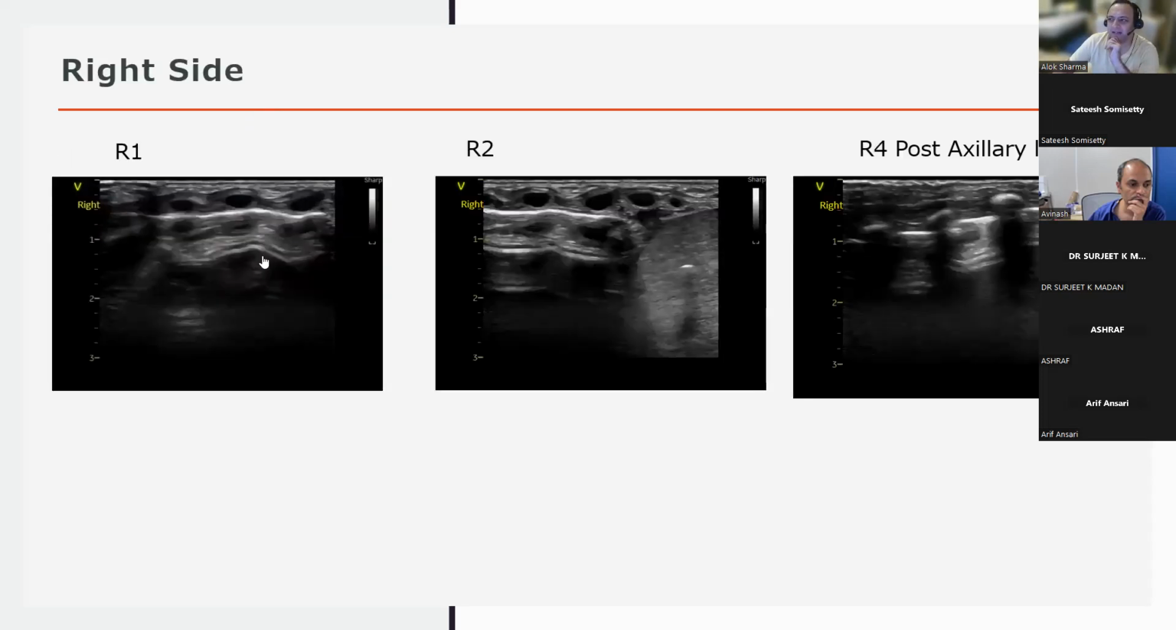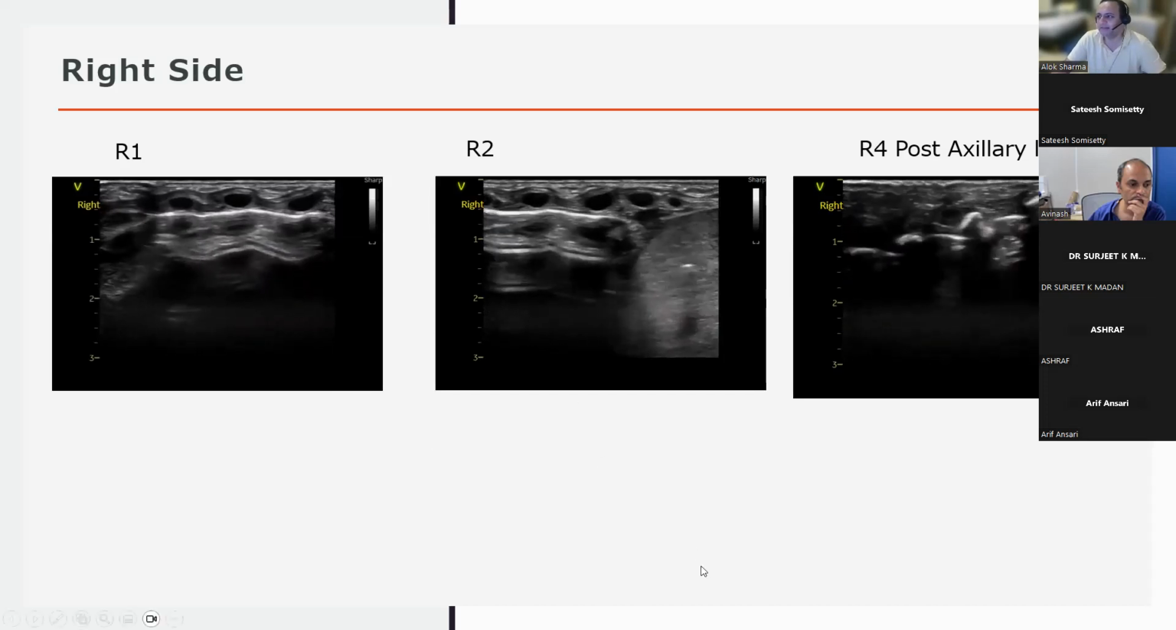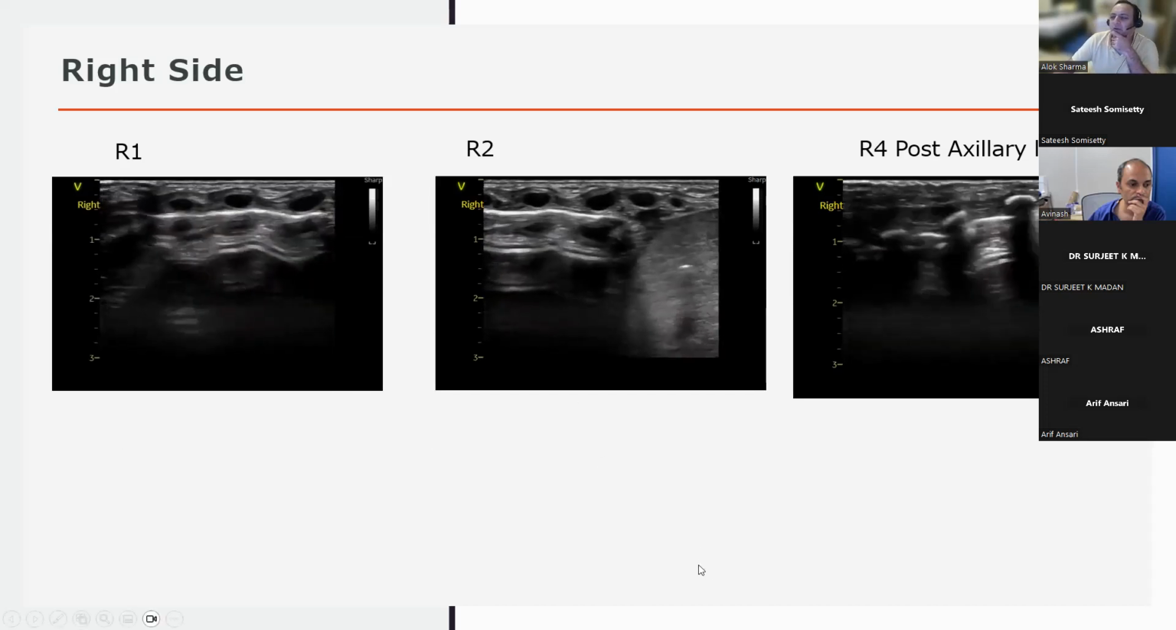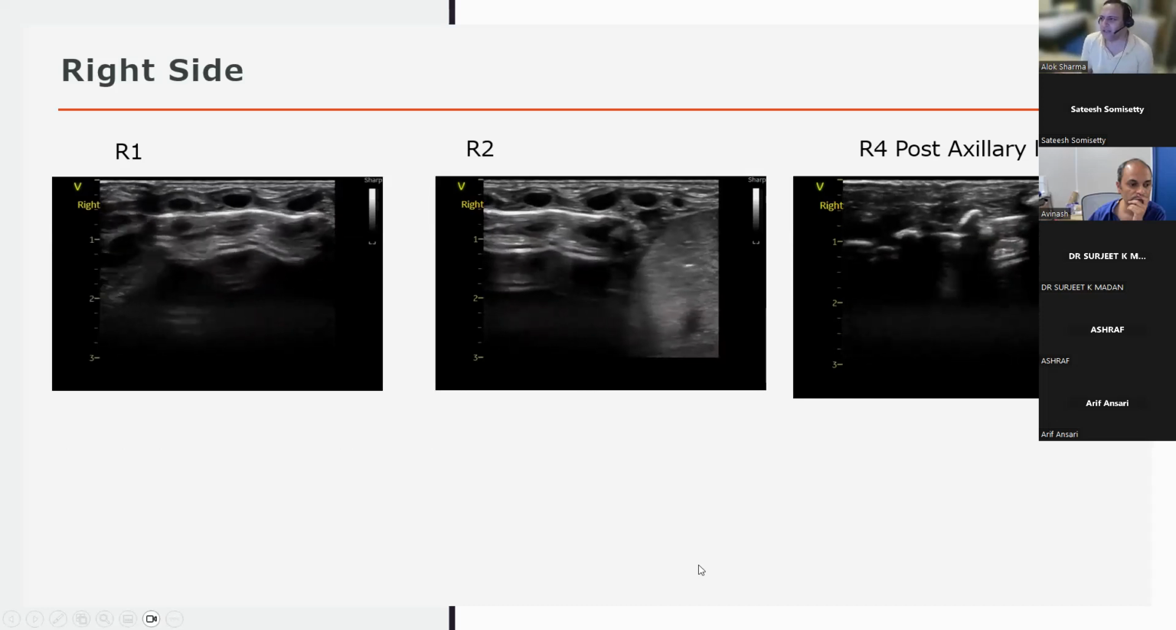Okay, that's great. So these are the images. I'm showing you the right side first. I did the left side first. But I'm just going for time. Would you like to talk about them, Satish?